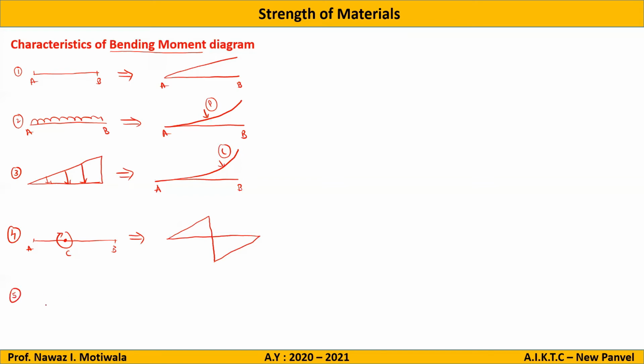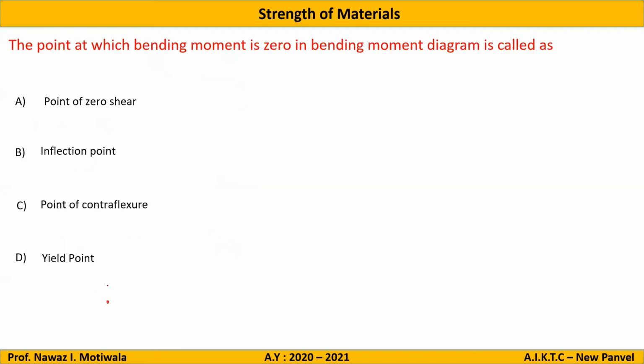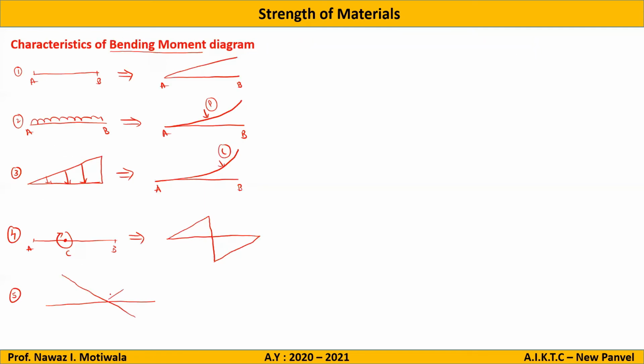And the last point is wherever the bending moment diagram makes a zero or crosses the zero line, that point is known as point of contraflexure. Again, main point: point of contraflexure is a point where the bending moment becomes zero or changes its direction. Okay.